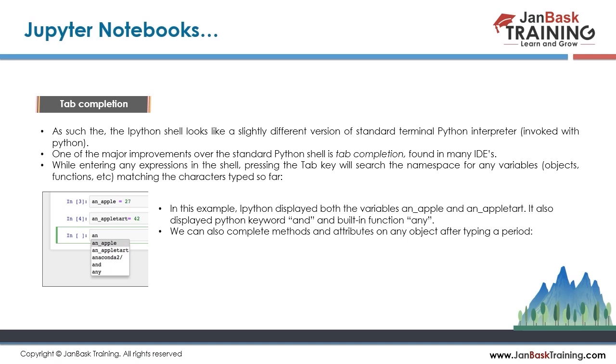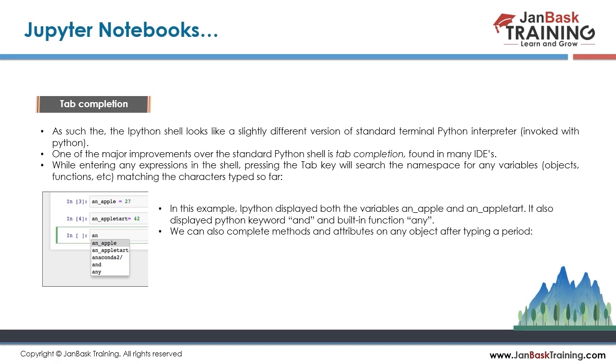I don't know if you have used Linux, Ubuntu, but there too the command prompt works with the tab key for autocompletion. It is mentioned here in the third point: pressing the tab key will search the namespace for any variable you have already assigned. First you have to write at least two or three letters, then press the tab key.